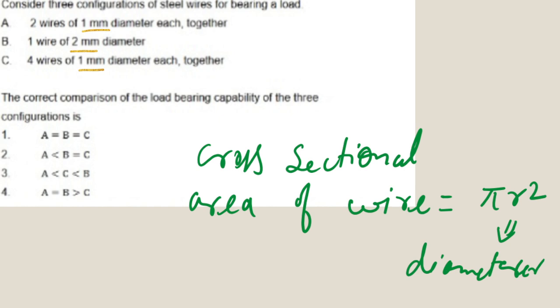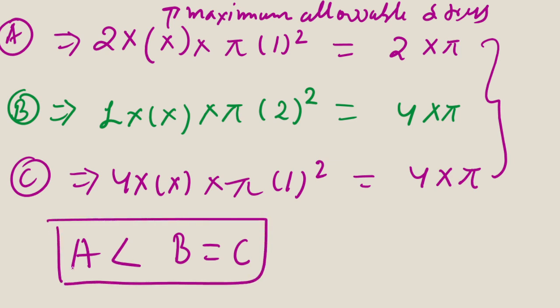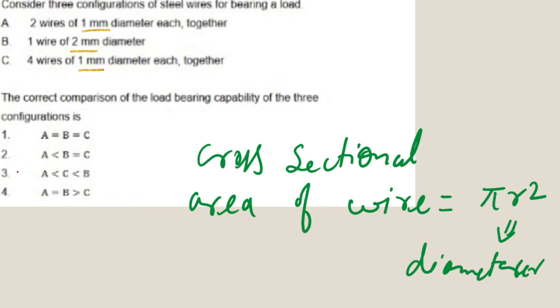Okay, so now you can see the relations, how they find out the relation in the options. So either all three are same, or A is less than B and C, or A is less than C and C is less than B, or A and B are equal and greater than C. As you can see from the values, B and C are the same and A is less than B. So this will be the relationship. Option 2 will be the correct option.